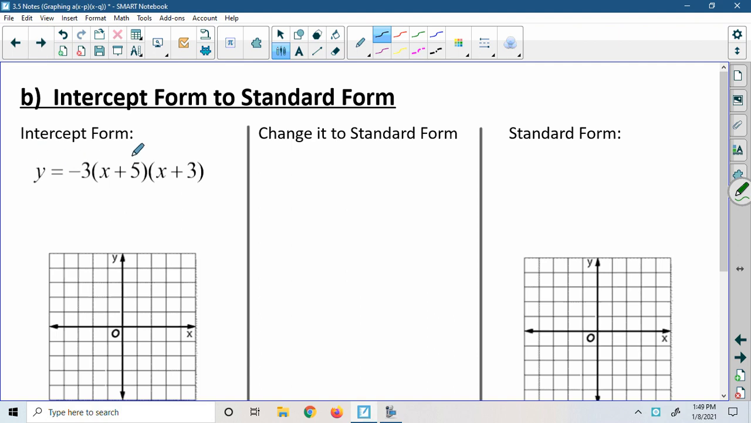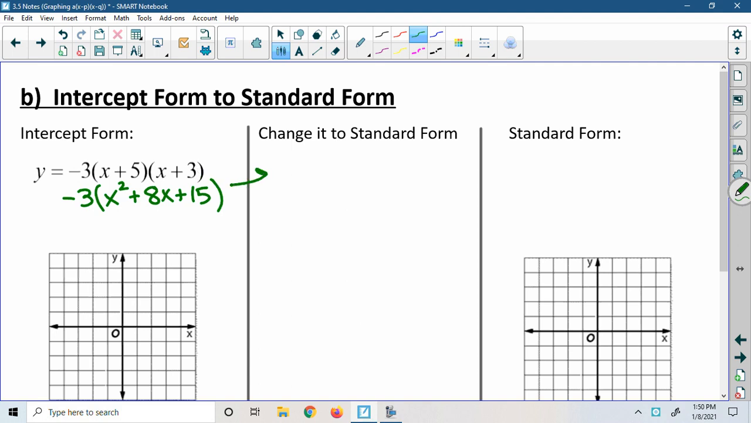So now let's go the other way. Let's go from intercept form and change it back to standard form. So here's my equation in intercept form, negative 3 times x plus 5 times x plus 3. What you're going to do is some FOILing. So if I FOIL or multiply the x plus 5 times the x plus 3, I'll get x squared plus 3x plus 5x, so that would be plus 8x plus 15.